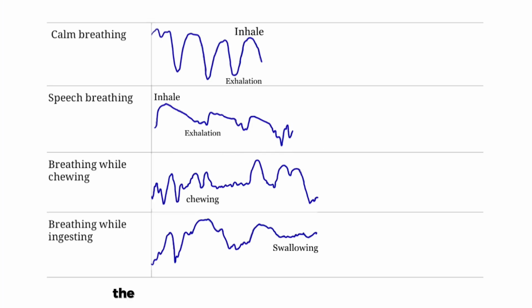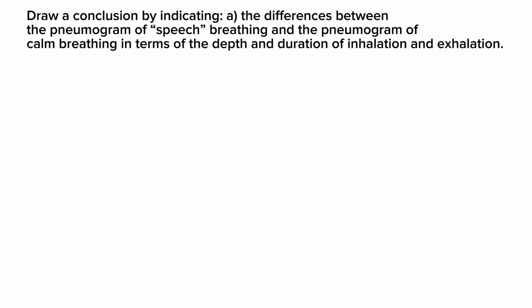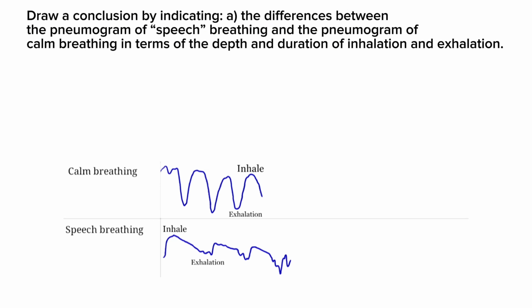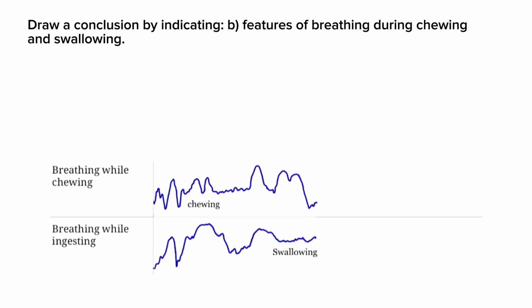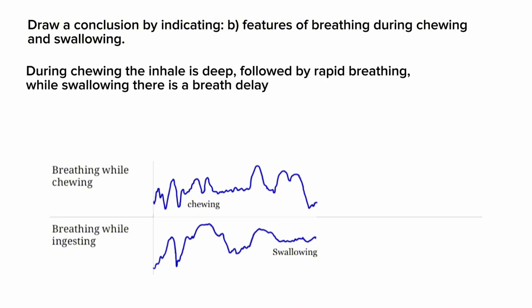Formulation of the protocol. The results of the analysis of the pneumogram should be entered into the table. Draw a conclusion by indicating the differences between the pneumogram of speech breathing and the pneumogram of calm breathing, in terms of the depth and duration of inhalation and exhalation. With calm breathing, involuntary inhalation and exhalation are the same in duration, and during speech breathing, there is a deeper inhalation and a slow exhalation. Also draw a conclusion by indicating features of breathing during chewing and swallowing. During chewing, the inhale is deep, followed by rapid breathing, while during swallowing there is a breath delay.